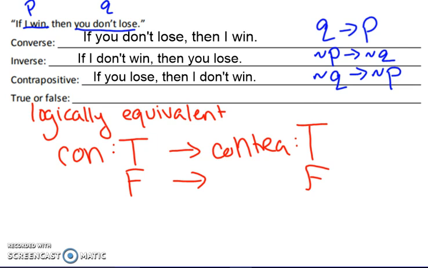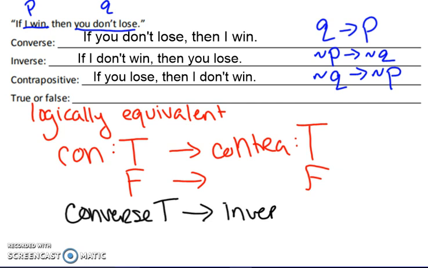The other logically equivalent statements: if the converse is true, then the inverse is true. If the converse is false, then the inverse is false. If I look here, the converse is if you don't lose, then I win. Well, that's false. So then the inverse is also false. Only the conditional and the contrapositive are logically equivalent, and the converse and the inverse are logically equivalent. Now in this case, everything is false, but you still have to make sure those are the only two sets that are logically equivalent.